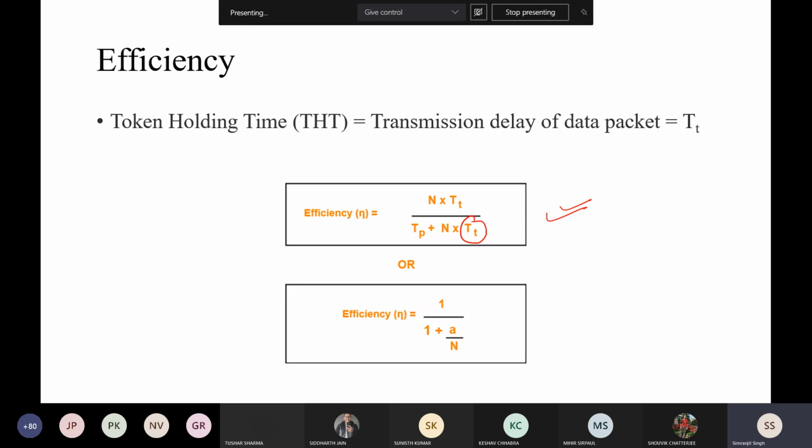Okay, so now with this you have done. There are two techniques here. The first technique is early token reinsertion. The second technique is delayed token reinsertion. So keep in mind the efficiency.